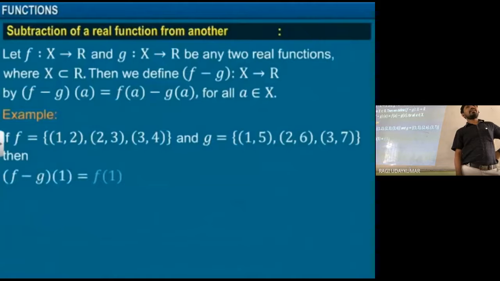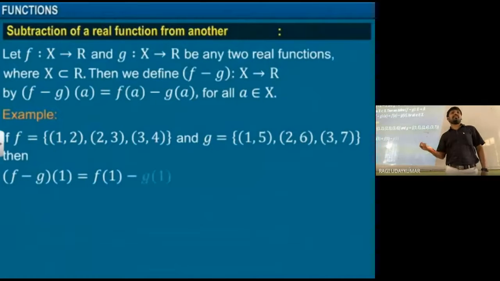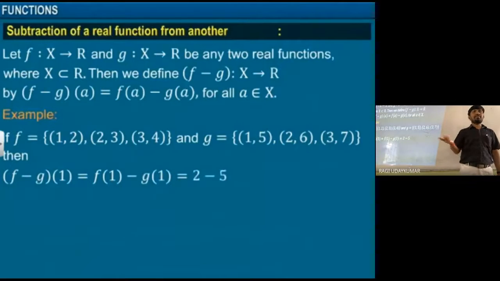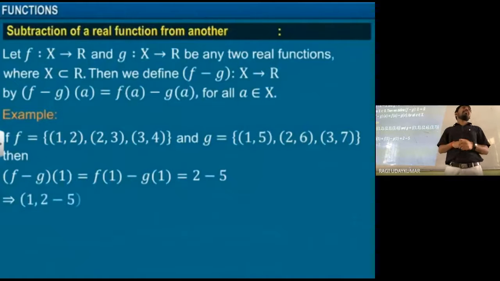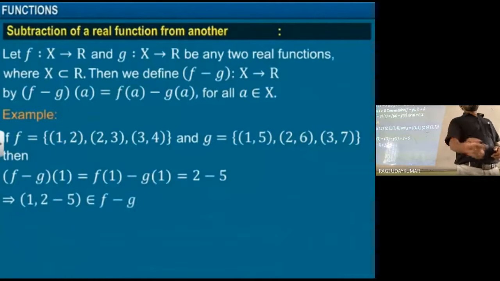1 comma minus 3 आएगा, because f minus g बोल रहे हैं ना, so 2 and 5 subtract कर, 2 minus 5. So 1 is related to minus 3. F of 1 minus g of 1. F of 1 is 2. G of 1 is 5. So 2 minus 5 is equal to minus 3. 1 comma minus 3. Same way, the other elements we are going to get.